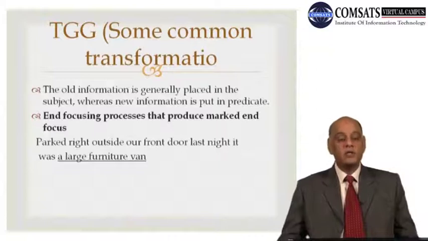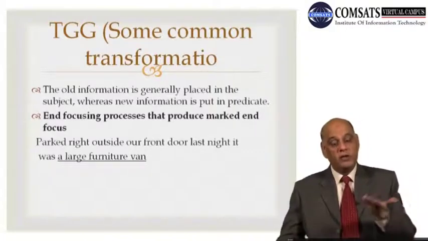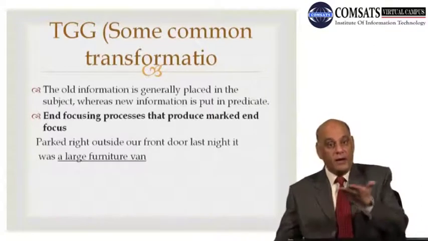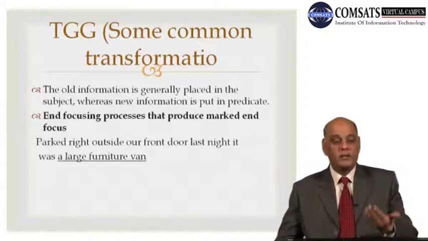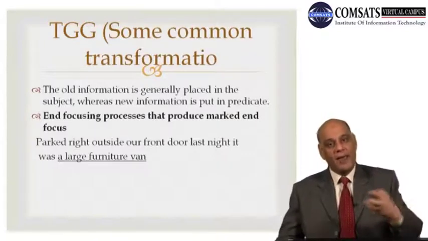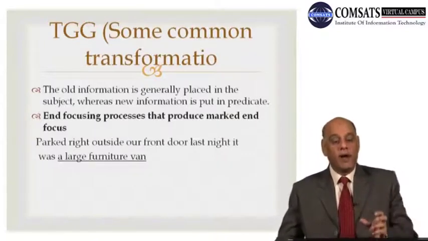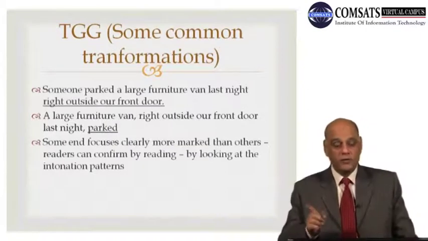Now, in this sentence, people are not interested in parked, which is old information. People are not interested in front door. The speaker wants to focus just on the large furniture van. That is the new information. What was parked in front of our door? That is the new information. The large furniture van. So we are putting it at the end. Parked right outside our front door last night. It was a large furniture van. Now we'll be talking about the order of the sentence later.